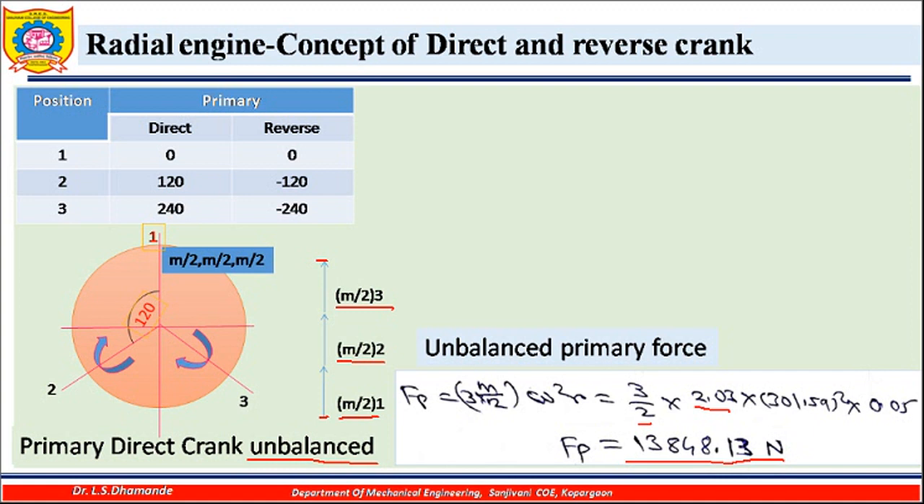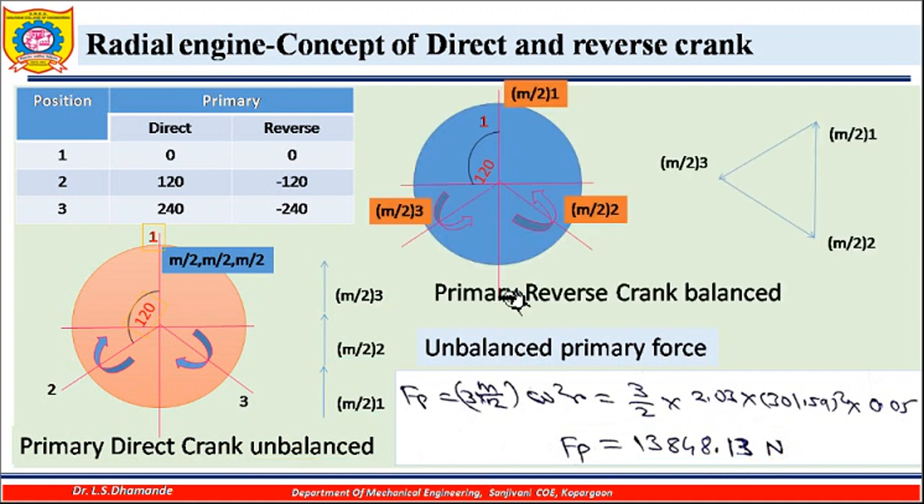Now similarly I will find it for the reverse crank. In case of the reverse crank, if I have to plot these three masses, let us start from the first. For the first I will draw from here, from this point vertically m by 2 for the first, then m by 2 for the third this way, and m by 2 for the second. So I will get a closed polygon. It means the primary force by the reverse crank is balanced. So the primary reverse crank is completely balanced, while the primary direct crank is unbalanced, and that magnitude is this much. This is what we have seen about the primary force.